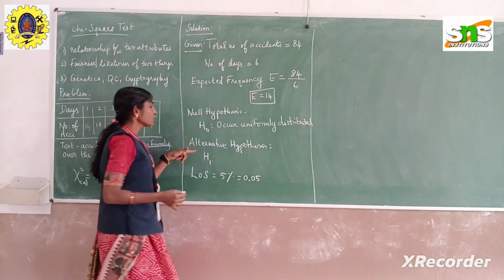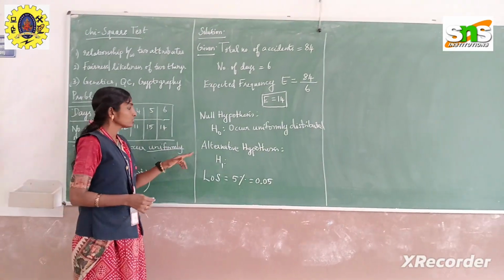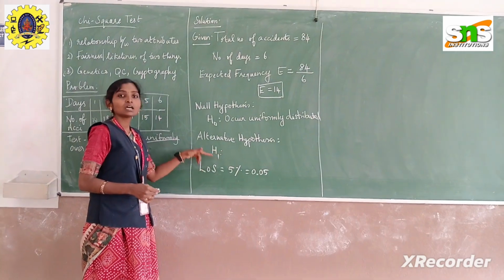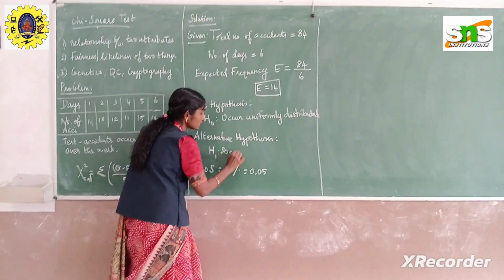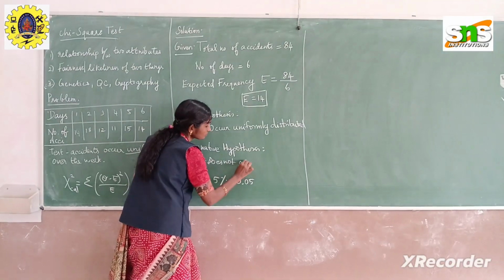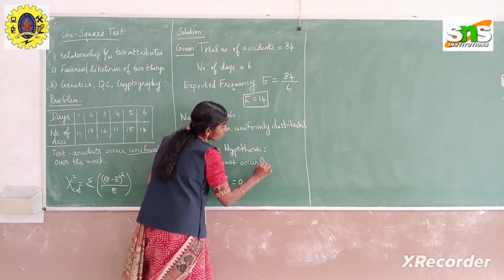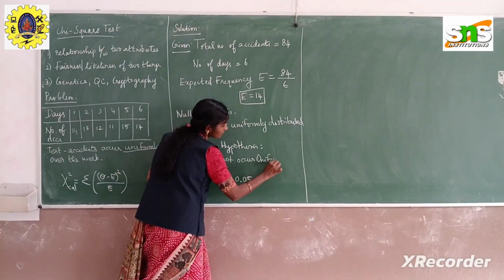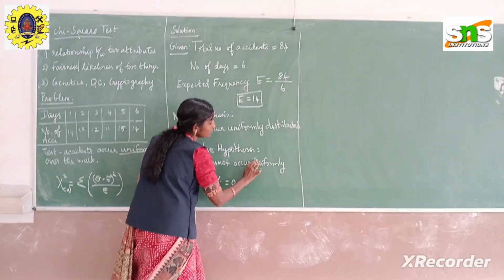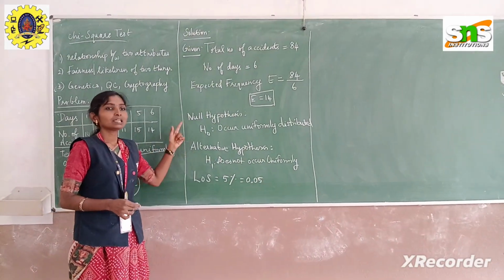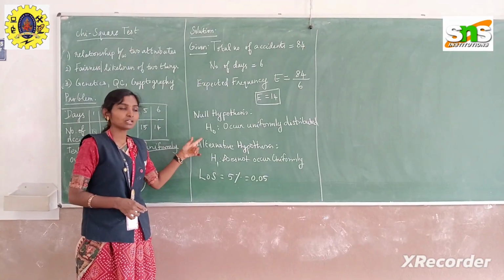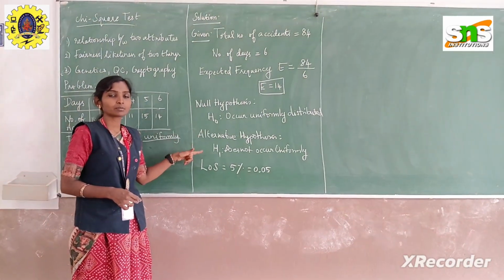And the second step is framing the alternative hypothesis. This is what our alternative hypothesis is. We represent it by H1: the accidents do not occur uniformly over the week. This is our alternative hypothesis, which is complementary to the null hypothesis. The null hypothesis is represented by H0 and the alternative hypothesis is represented by H1.